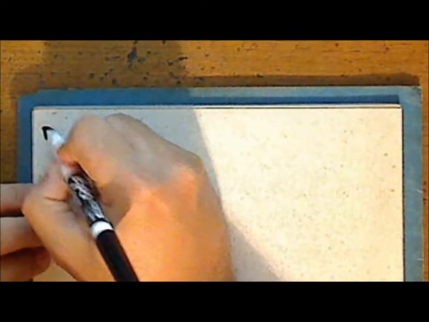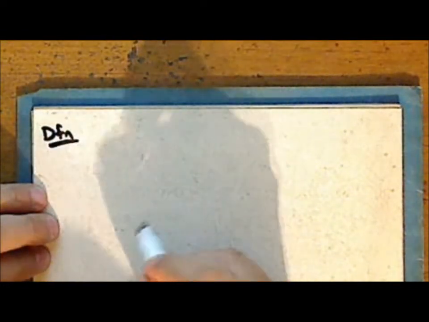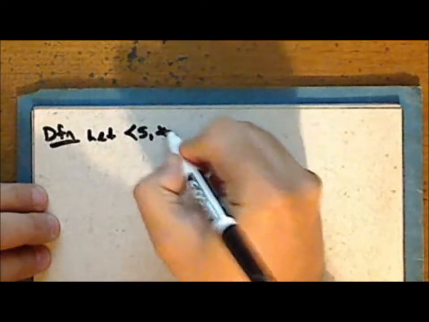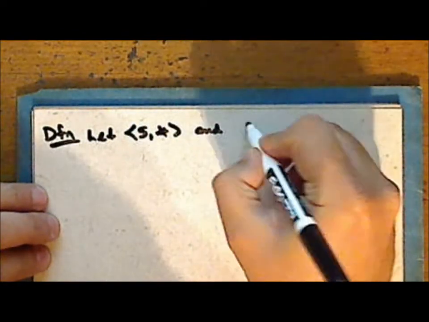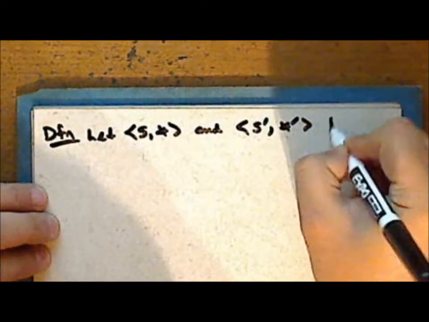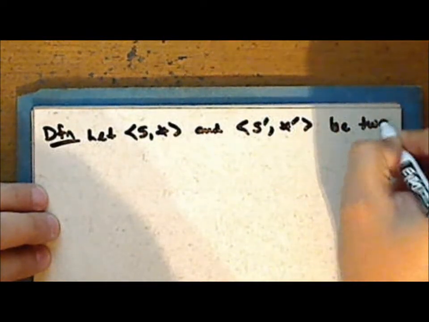Okay, so next we begin to look at two very important functions in the study of algebra. The first is a homomorphism. Let the set S together with the binary operation star and the set S prime together with the binary operation star prime be two magmas.